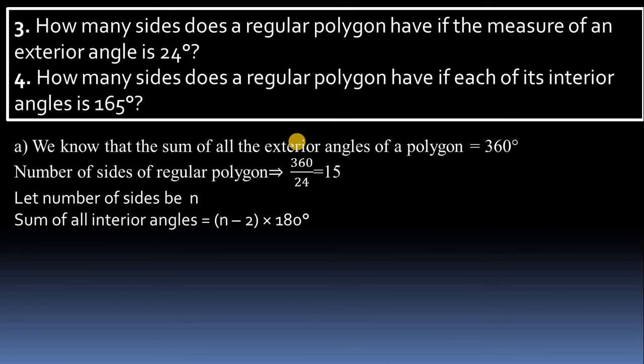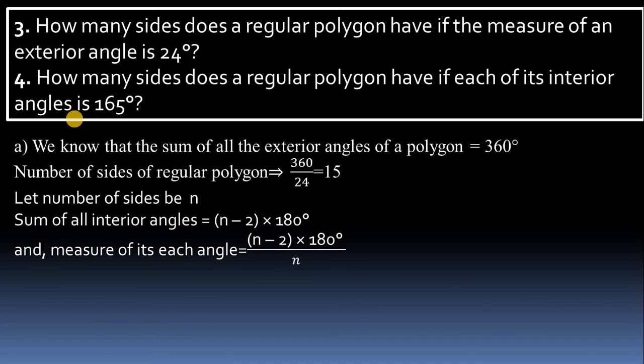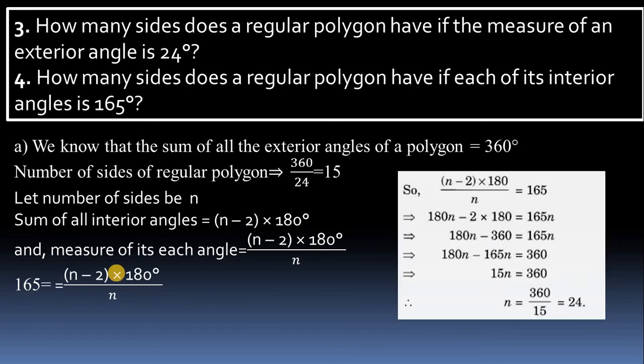So our formula for the sum of interior angles is (n minus 2) into 180. Here in the question they have given that each interior angle is 165 degrees. So using the formula, 165 equals (n minus 2) into 180 divided by the number of sides. We assume the number of sides is n, and this value is 165. Now finally you have to do the calculation.